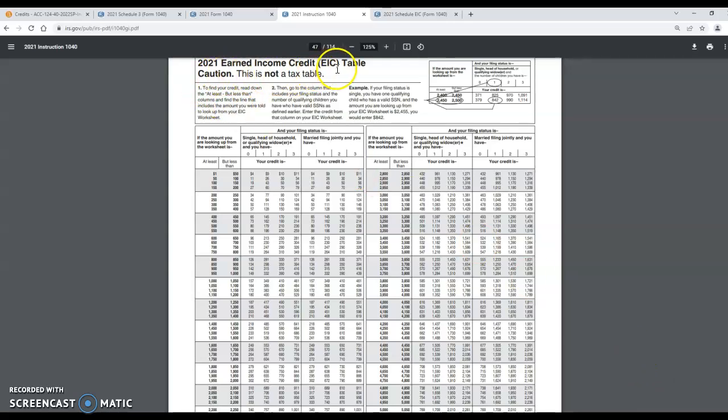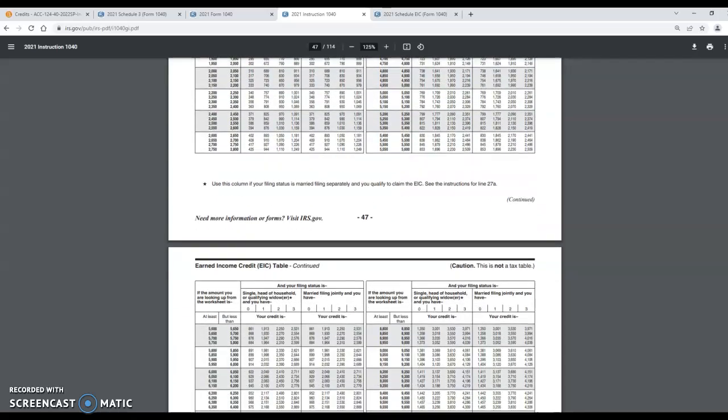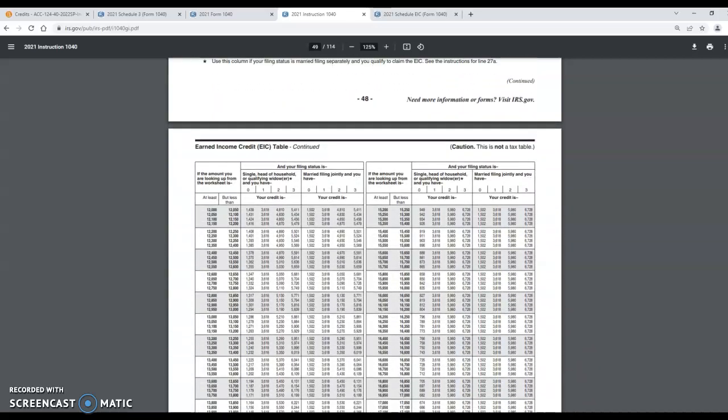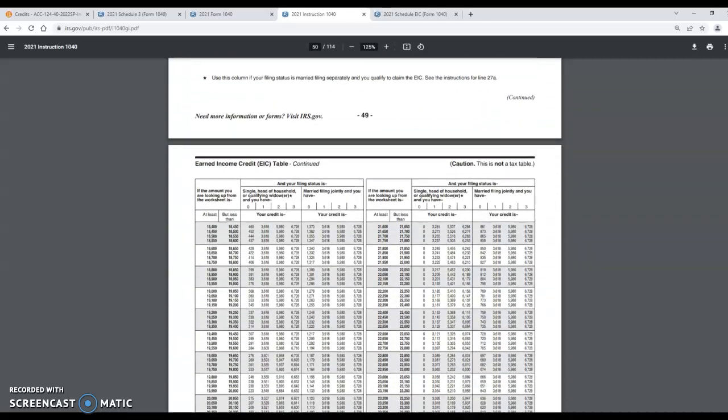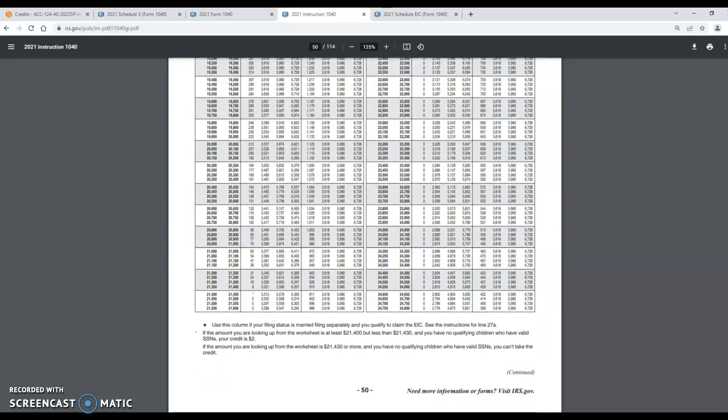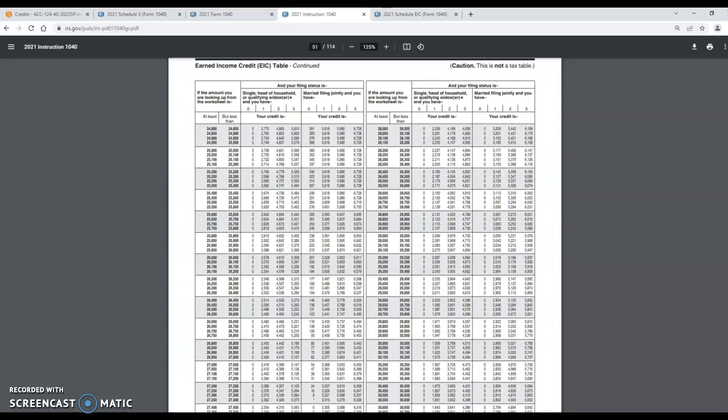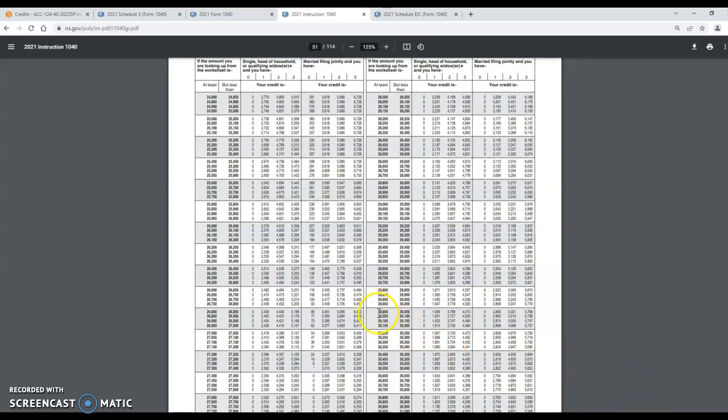Here's the Earned Income Credit EIC table. Caution, this is not a tax table. Okay? So he has $30,000 of earned income. It was in box 1 of Worksheet A. So we're going to go and find the $30,000. Okay, here we have it down here, $30,000. It's at least $30,000, but not any more than $30,050. Okay, so that's our row.